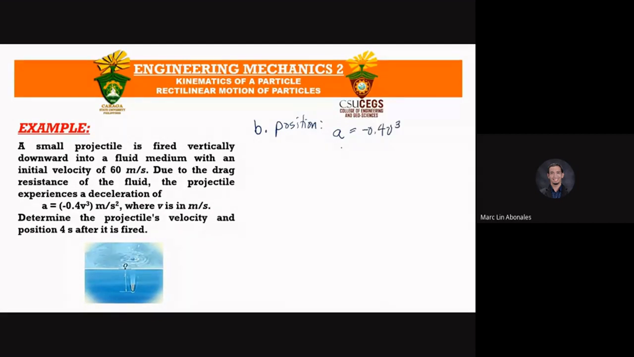Time, which is the 4 seconds. And the unknown is the position S. Okay? So we go back again to the three kinematic equations. We have v is equal to ds over dt, a is equal to dv over dt, and a ds is equal to v dv.